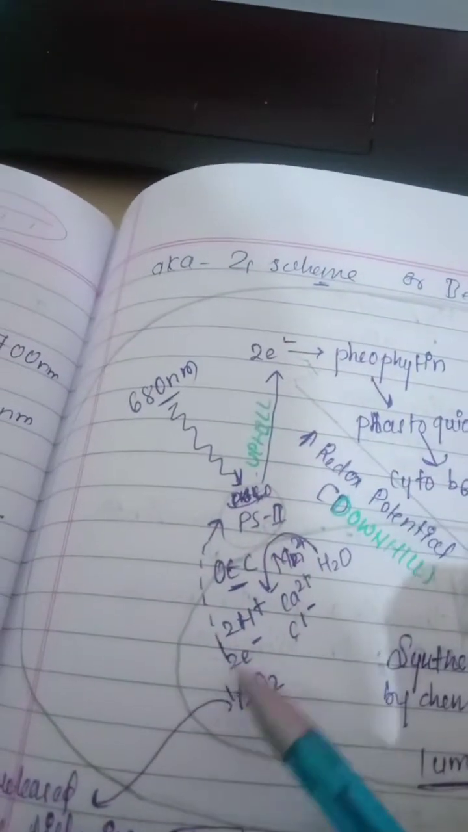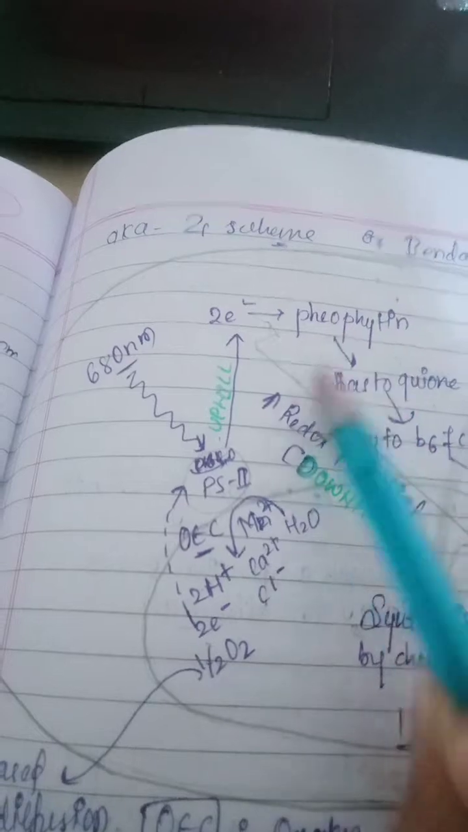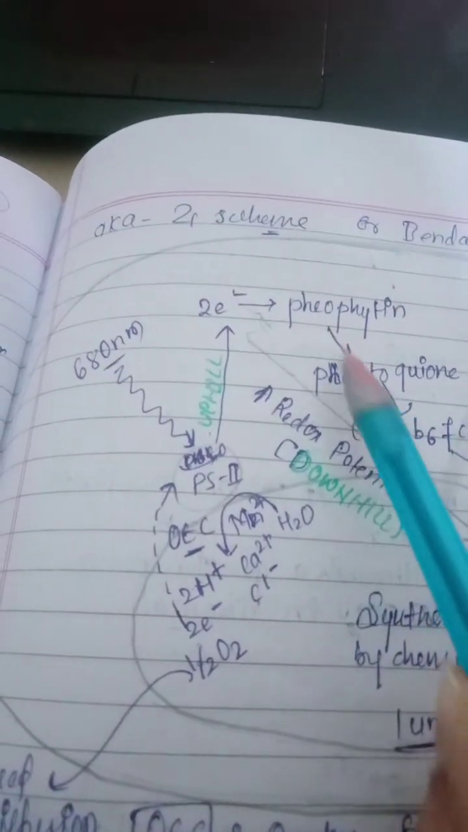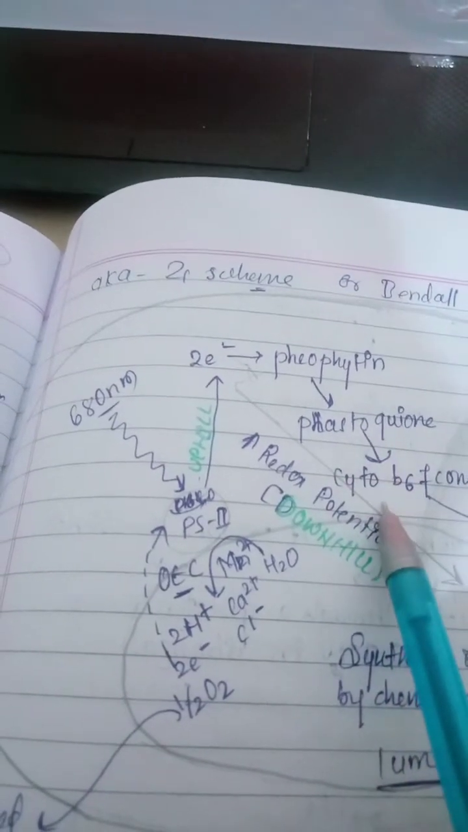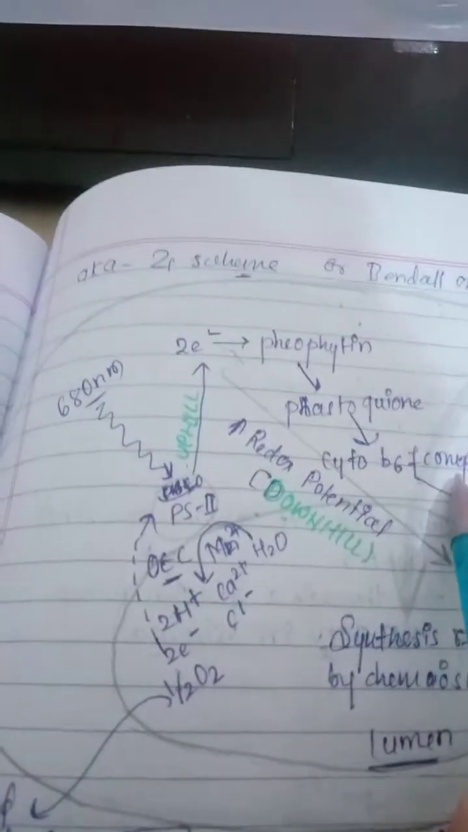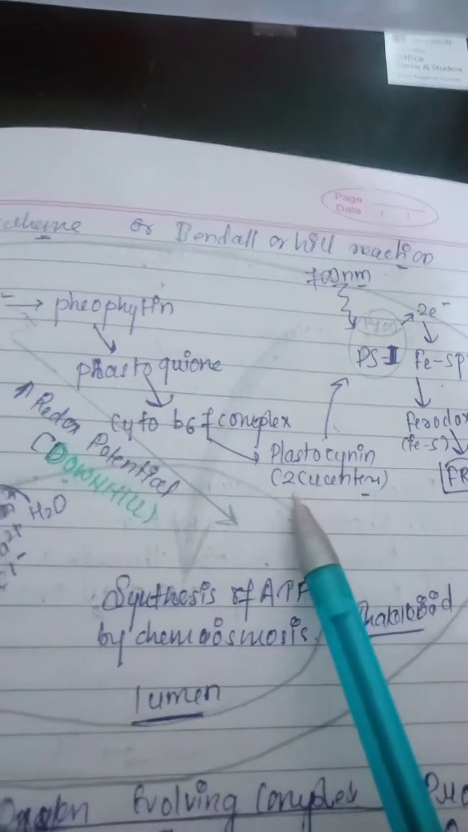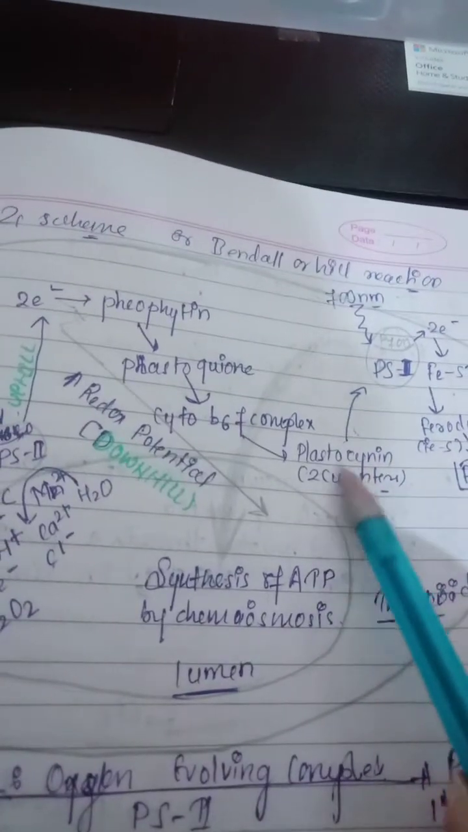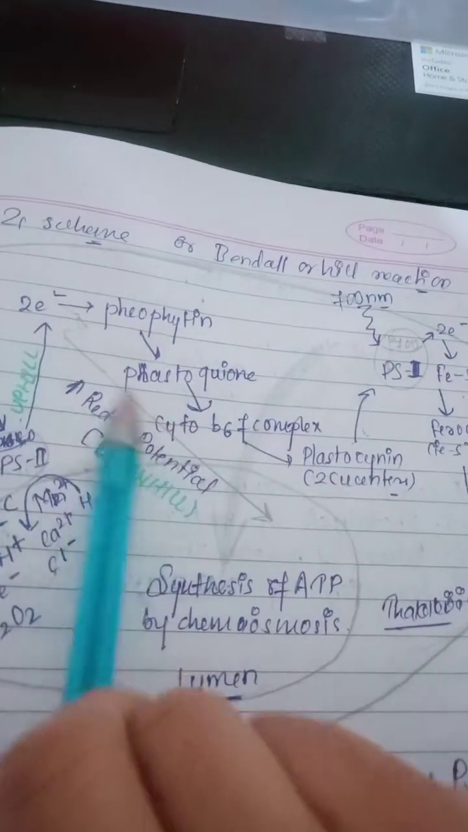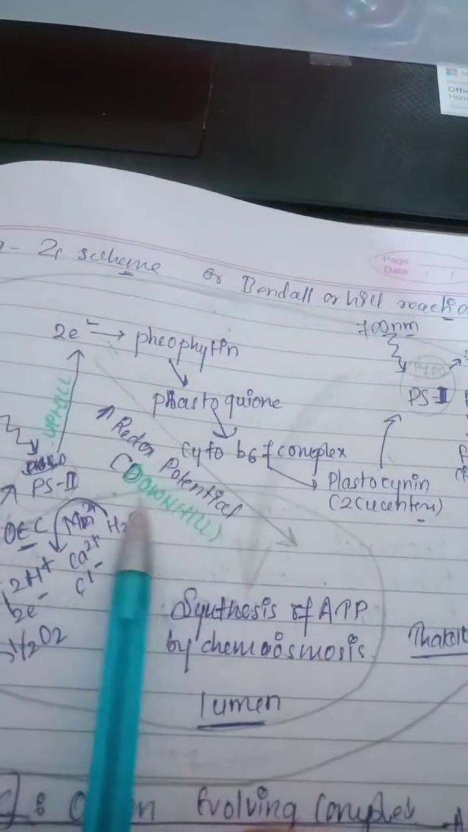Again, this same electron, with the help of pheophytin, is a downhill reaction, transported to plastoquinone, which again transports to the cytochrome b6f complex. This transports to plastocyanin, which has 2 Cu centers; in the center it is copper. According to the increase in redox potential, it is a downhill reaction, while this is an uphill reaction.